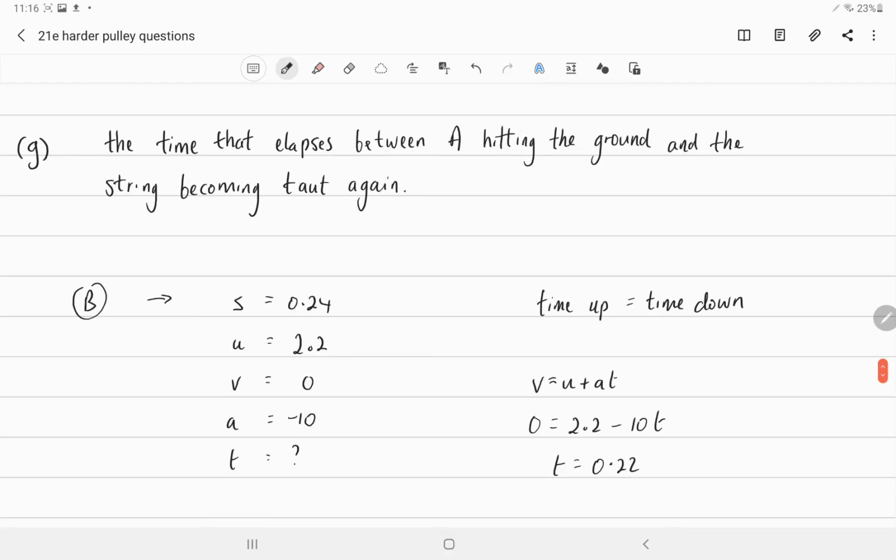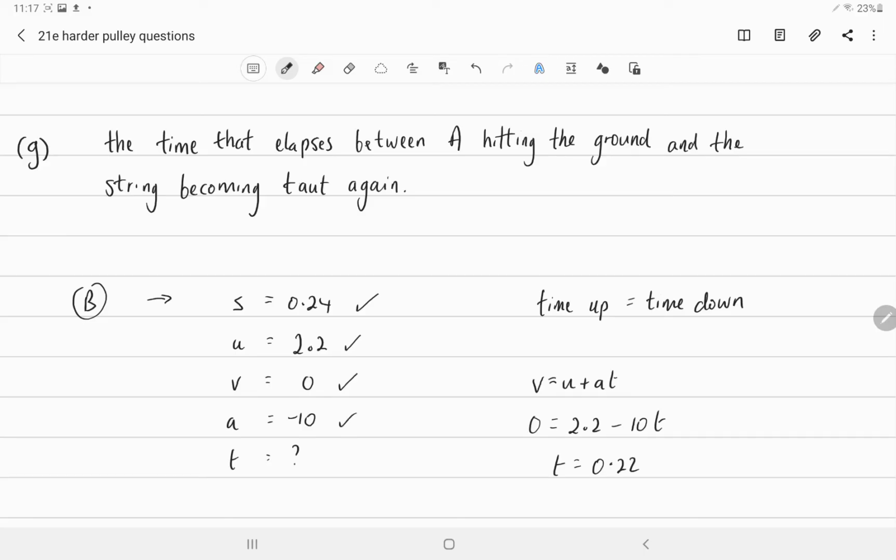G asks for the time that elapses between A hitting the ground and the string becoming taut again. So whenever B rises, the string is obviously not taut. The string is loose as it goes up into the air, and then whenever it comes back down again to its original position, it's going to be taut again. It's not going to be loose anymore. So really what we're saying is that object B is going to go 0.24 meters into the air with an initial speed of 2.2 and a final velocity of 0, and its acceleration. We know all of these things.